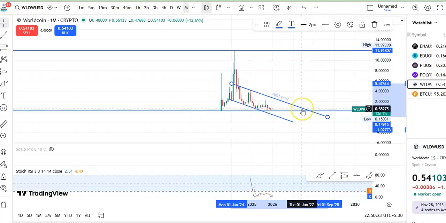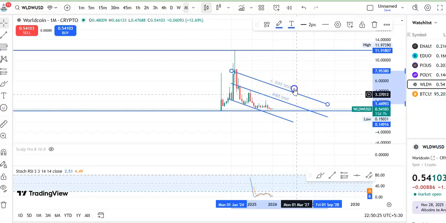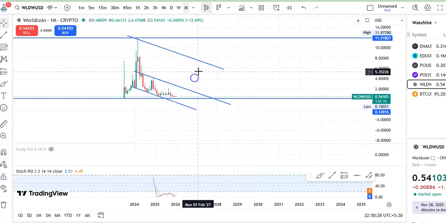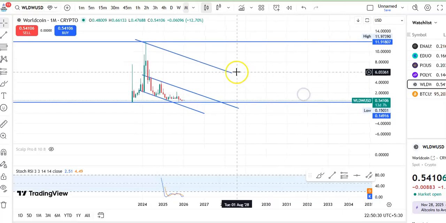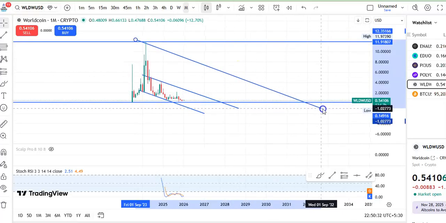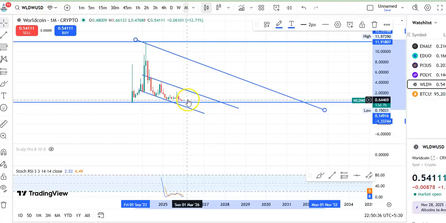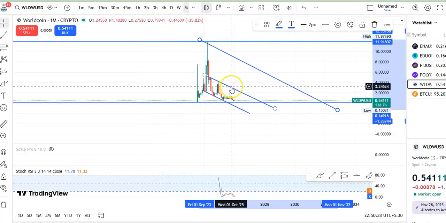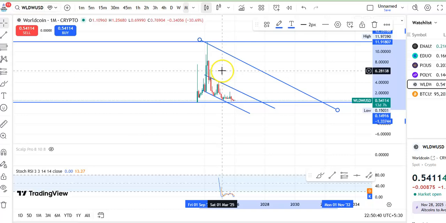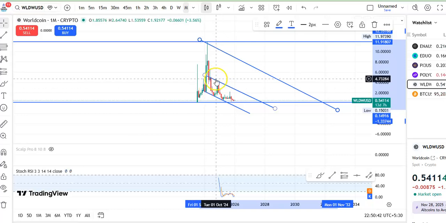Let me draw it. This is the resistance here, and after the candles went up to the resistance level, the fall started continuously. You can see the candles are continuously falling now in this channel pattern. So this is support and resistance. Always check the previous records, how the candles have moved. Based on that you can decide the future.